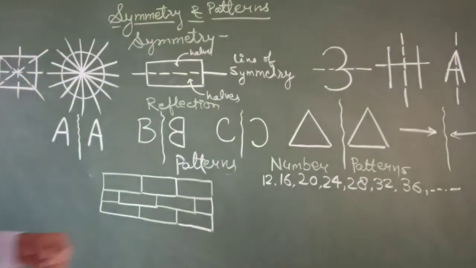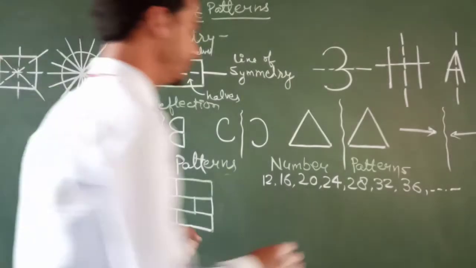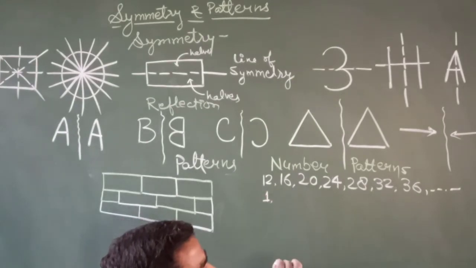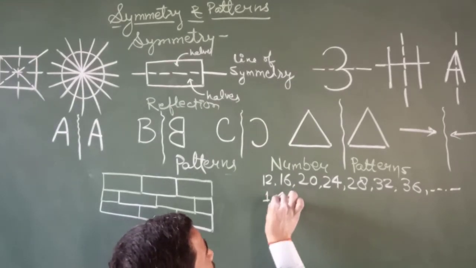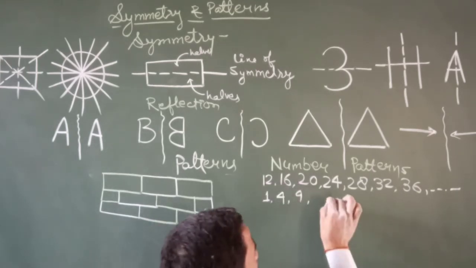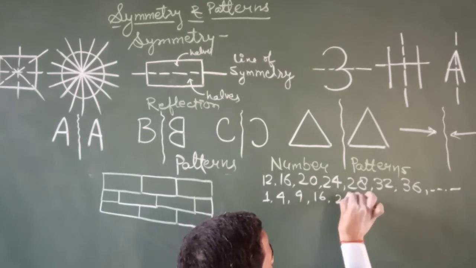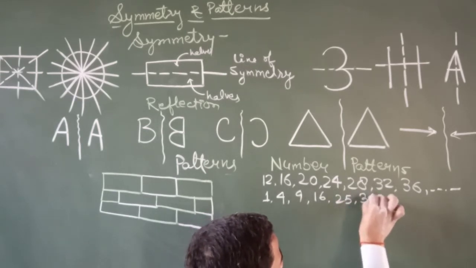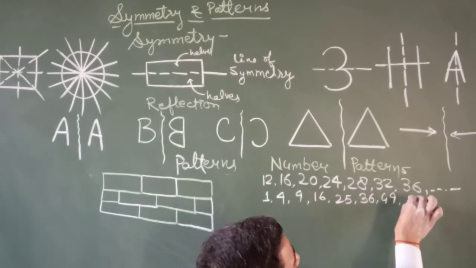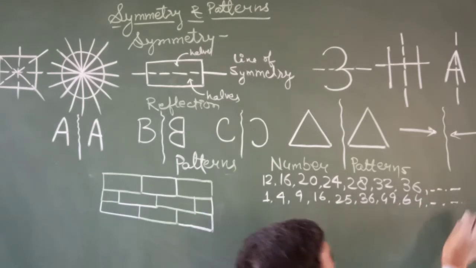And now we can say that there is another pattern of numbers, that is, 1 multiply 1 is 1, 2 multiply 2 is 4, 3 multiply 3 is 9, 4 multiply 4 is 16, 5 multiply 5 is 25, 6 multiply 6 is 36, 7 multiply 7 is 49, 8 multiply 8 is 64, and so on.